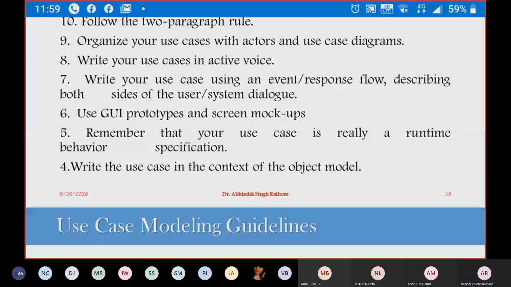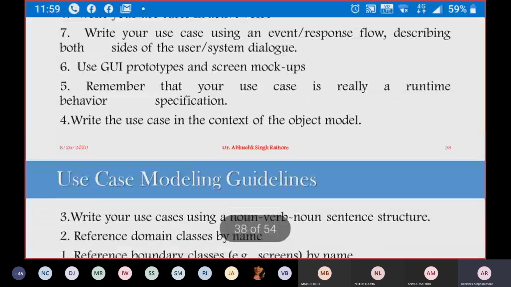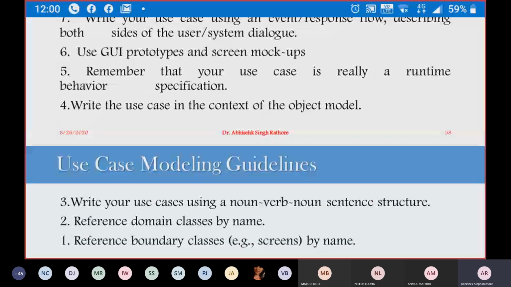Then again, the next thing is that write your use case in the context of your object model. So what is the mantra for this? That you can't drive your object oriented design from the use cases unless your use cases are objects, because we are going for object oriented analysis. So everything should be focused towards object oriented analysis.